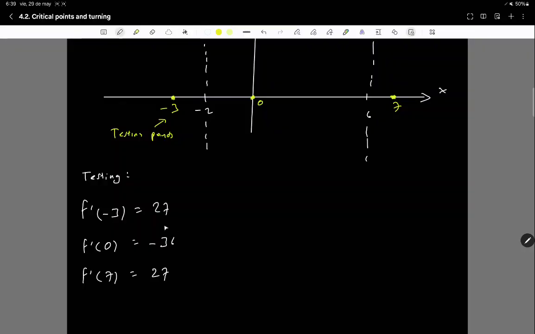Okay, so I did it and I got these values. F prime of -3 is 27, F prime of 0 is -36, and F prime of 7 is 27. Okay, and then listen next. I don't really care about what value I get. I only care about its sign. This is positive, so I'm gonna write this. This value is negative, so I'm gonna write this. And this value is positive again, and I'm gonna write plus, okay?